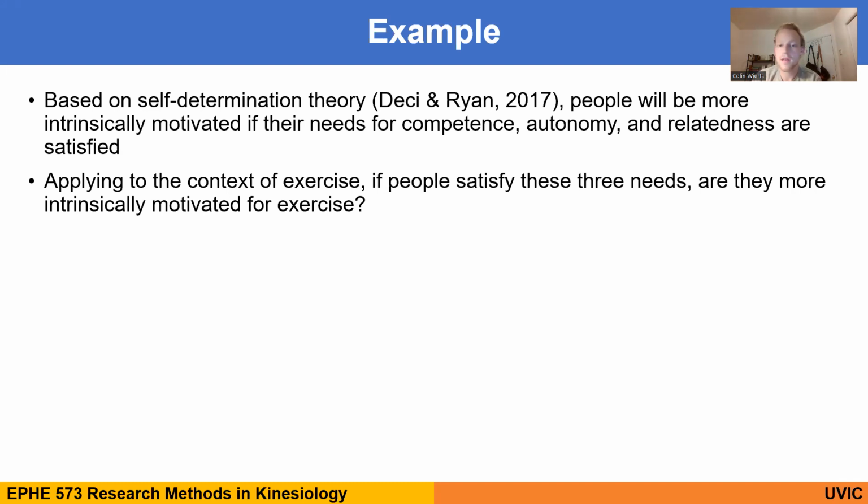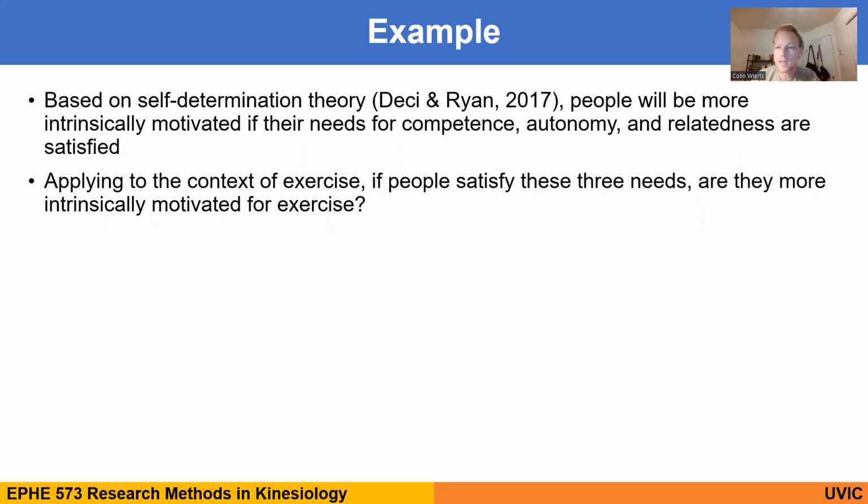So anyways, based on this theory, human beings have needs for competence, autonomy, and relatedness. Competence being how effective they feel, autonomy feeling like they have a sense of choice over their actions, and relatedness being emotionally and socially connected and having a meaningful connection with others in their social environment.